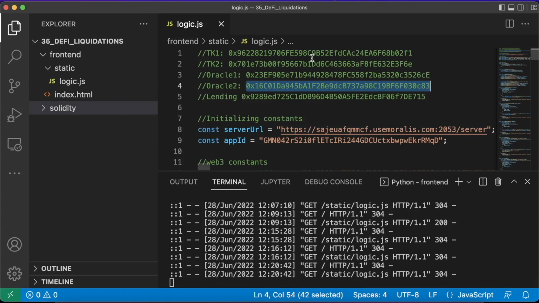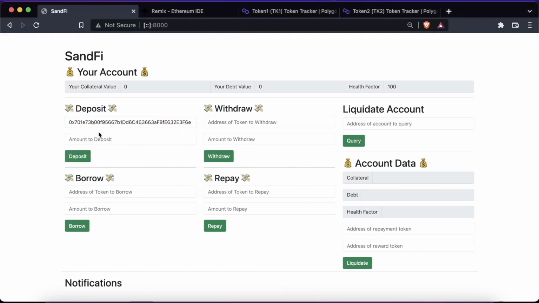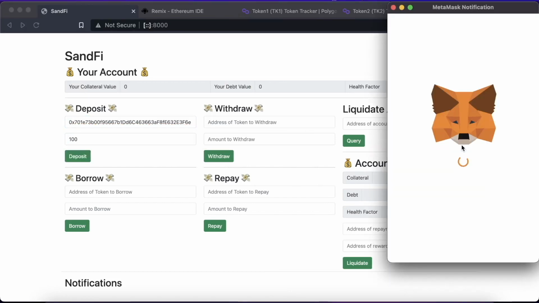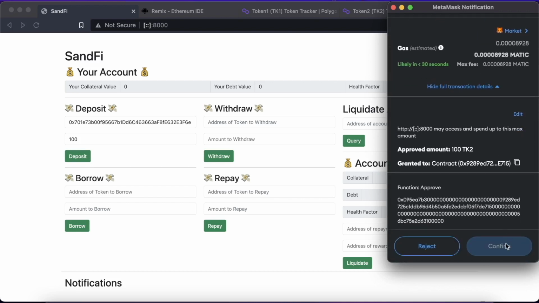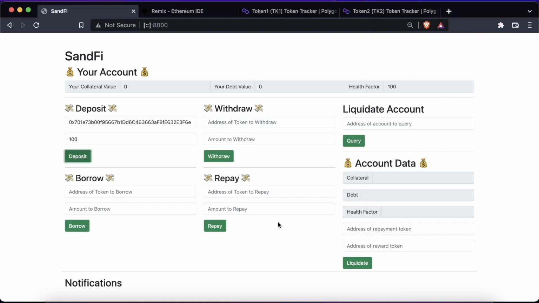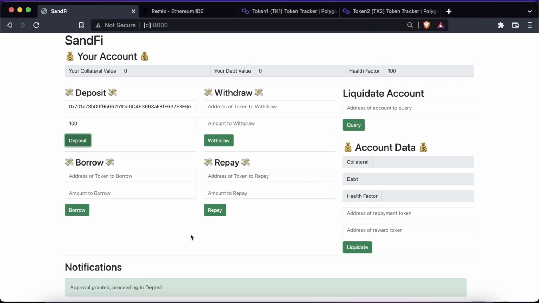We're going to deposit the token 2 as the collateral of 100. So we're going to get the approval message first. We have 100 for approval. We approve them. After this one is approved, then the deposit is going to take place. And here is the deposit coming, and the deposit will take place in a while. So we have it here, no debt, and the health factor is 100 still.